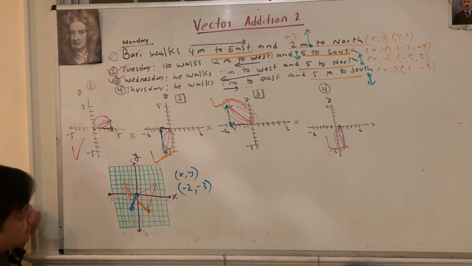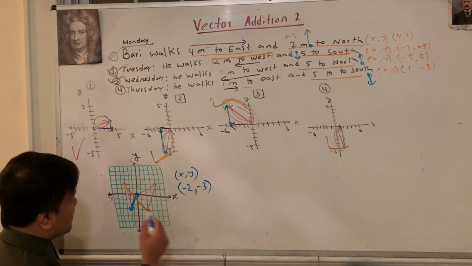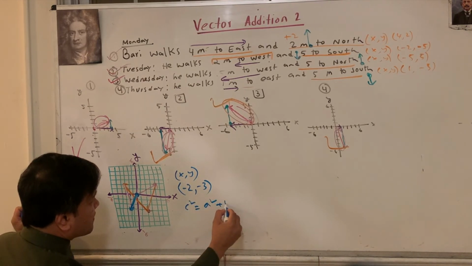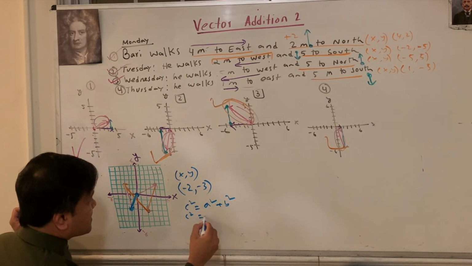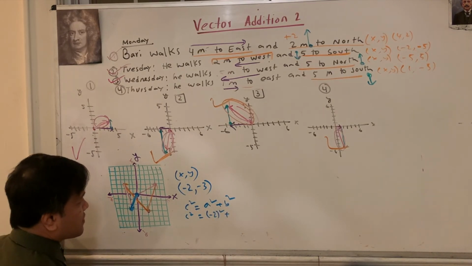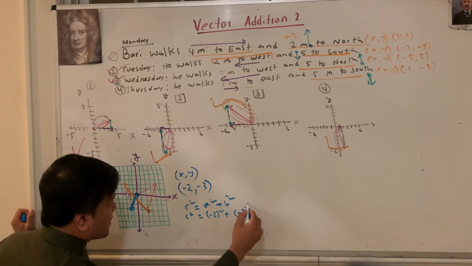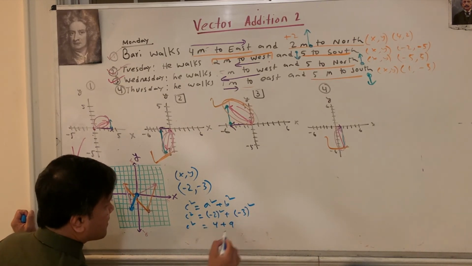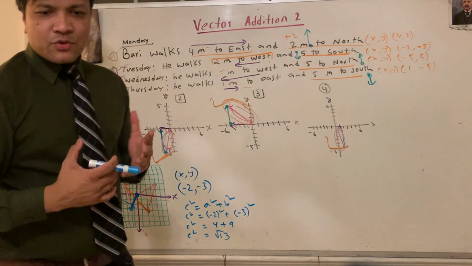Alright, so we're gonna have to find the displacement. So the resultant is c squared is equal to a squared plus b squared. So c squared is a squared, -2 squared, plus b squared, -3 squared. So c squared is 4 plus 9. So c is square root of 13. The displacement is square root of 13 meter from the origin.